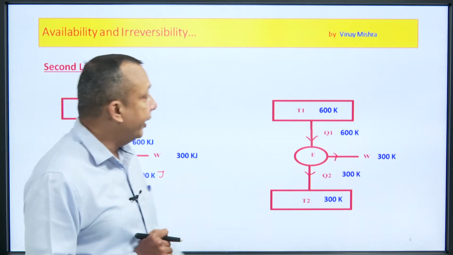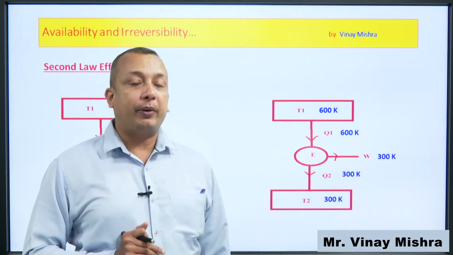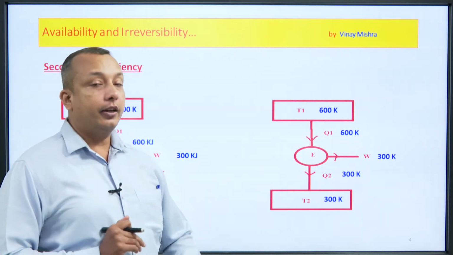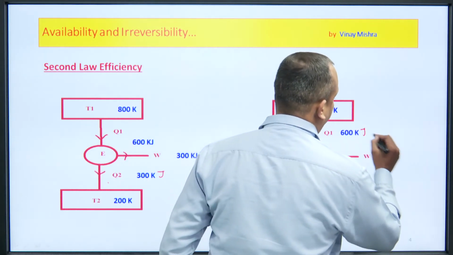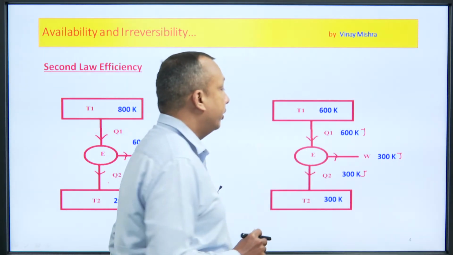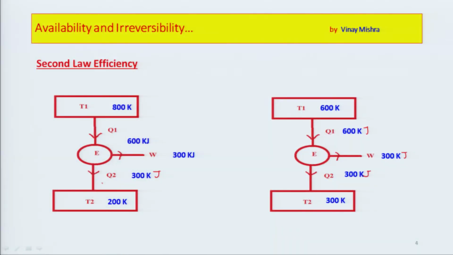here you can see that this one is the reservoir at temperature 600 Kelvin, this one is the reservoir at temperature 300 Kelvin, and basically these are kilojoule. Q1 is the amount of heat added to the system, that must be equal to 600 kilojoule. We are taking an example in order to understand the second law and the efficiency of the system itself. Heat engine, work output is 300 kilojoule, the heat rejected is equal to 300 kilojoule. Simply 600, 300 plus 300.